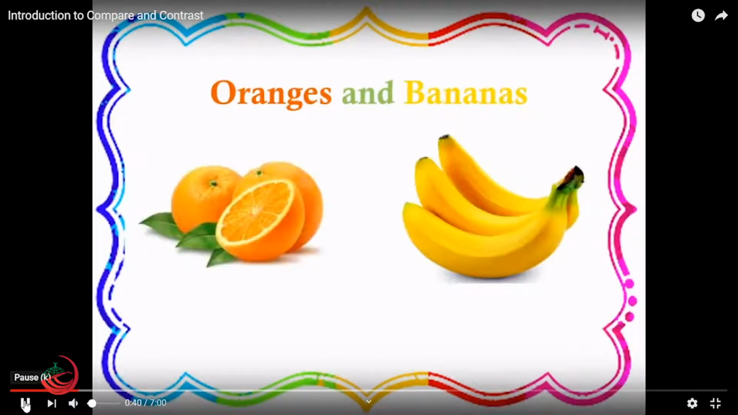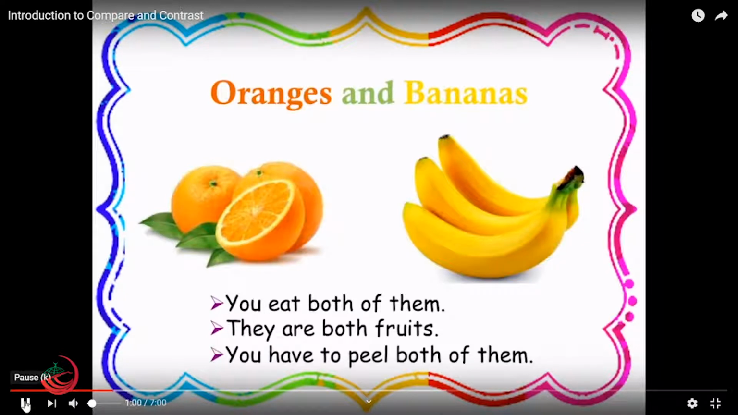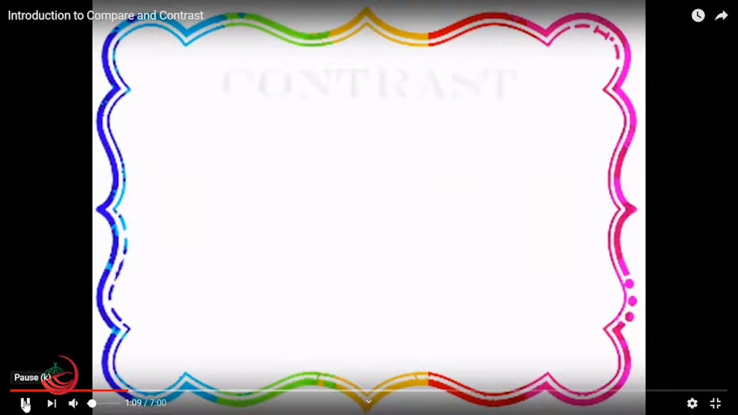All right, what did you come up with? Well, I came up with more than one thing, so we'll see if your thing is the same as any of my things. One way they're the same, well, you can eat both of them. Very good. You can eat both of them. This is a similarity. They're both fruits. Exactly. They are both fruits. You have to peel both of them. You can't eat the peeling. That's the thing about them as well. So we've compared oranges and bananas.